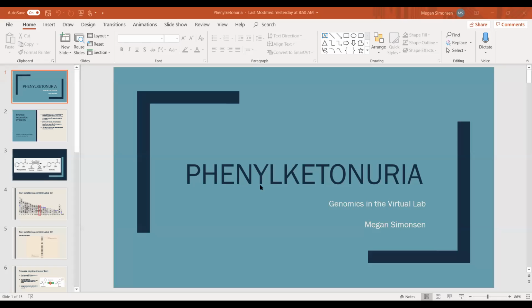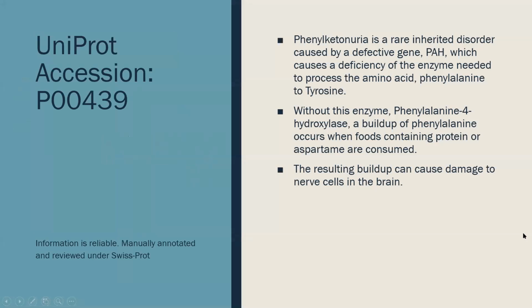Okay, so I chose phenylketonuria as my disease. It's an autosomal recessive disorder, so it comes from both parents, on the gene PAH, and it causes a deficiency in phenylalanine 4-hydroxylase.